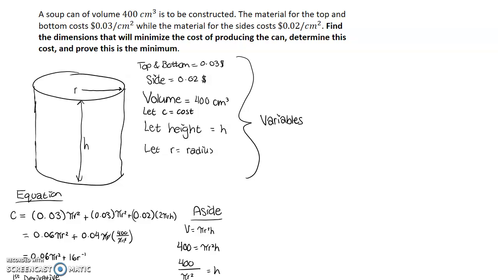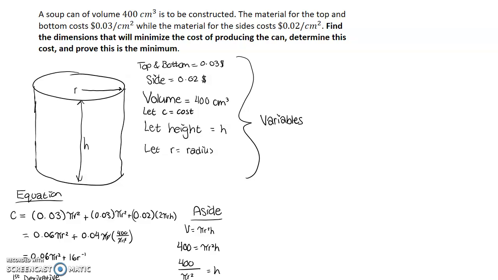Hi, so I'm going to be going over my first question for the optimization assessment, which is about a soup can. As you can see, the information given is that a volume of 400 centimeters cubed is going to be constructed of the soup can. The top and bottom cost 3 cents per centimeter squared, and the sides cost 2 cents per centimeter squared. I have to find the dimensions that will minimize the cost of producing the can, determine the cost, and prove that it is a minimum. So first things first, I put my important information down.